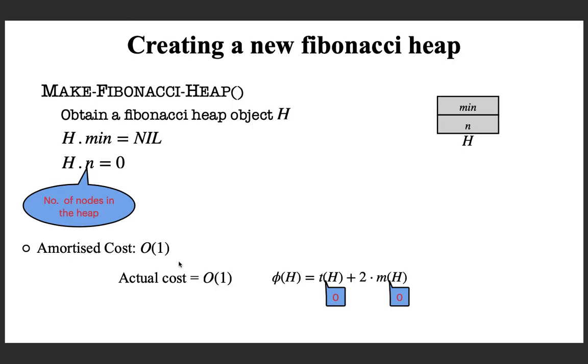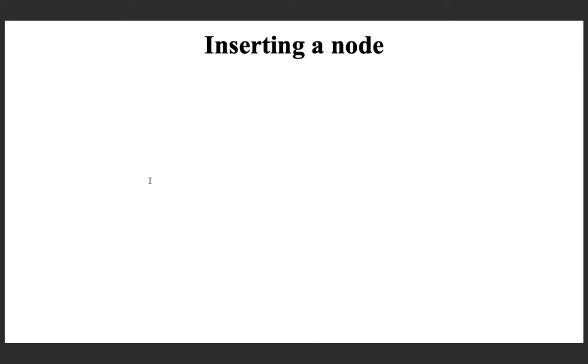Note that here we are not creating any nodes or trees, we are just creating an object to hold the basic header information about the heap, and you are setting the min as nil because no trees are there in the root list. So actually you are creating a null list, and the number of nodes is of course 0. With this, let us proceed and see how we can insert a node.